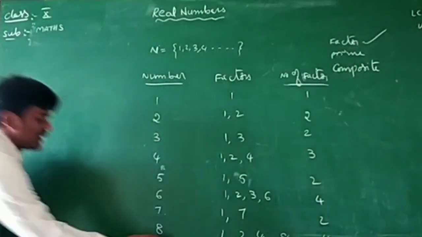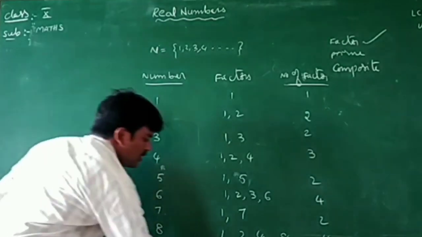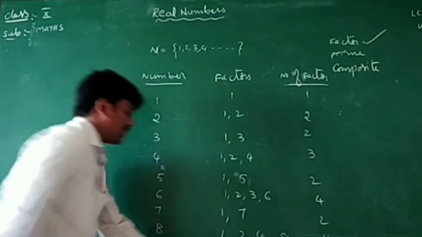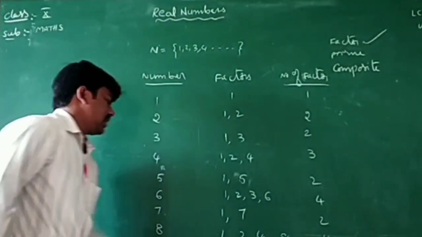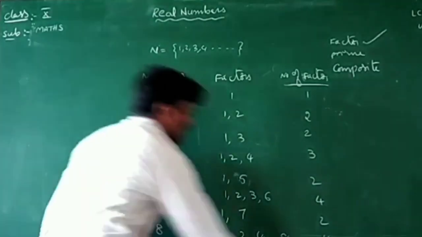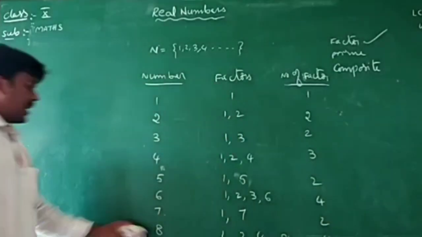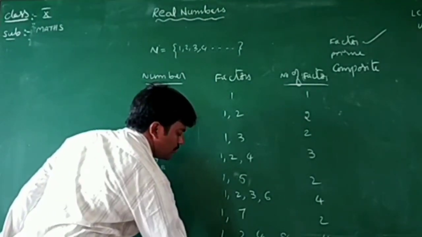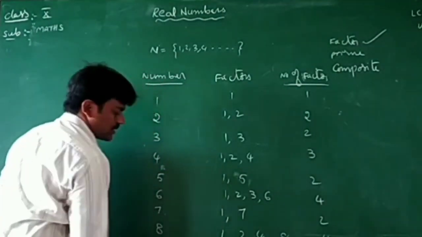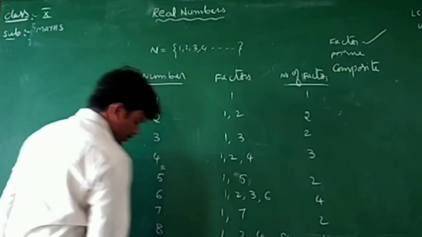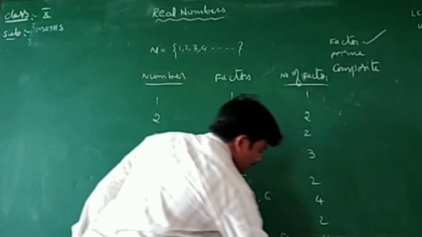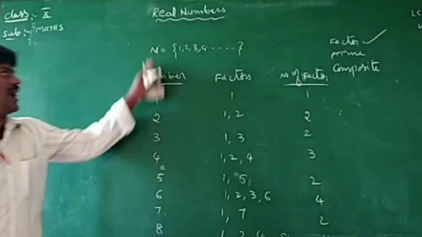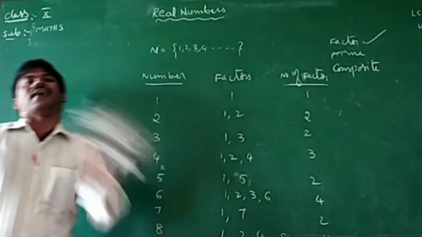So like that we can know. Suppose the next is 9: 1, 3, 9. See, 1 9s are 9, 3 3s are 9, 9 1s are 9. So the number of factors is 3. 10 is a natural number, its factors are 1, 2, 5, 10, because 1 10s are 10, 2 5s are 10, 5 2s are 10, 10 1s are 10. Then the number of factors is 4. Like that, every natural number has factors.